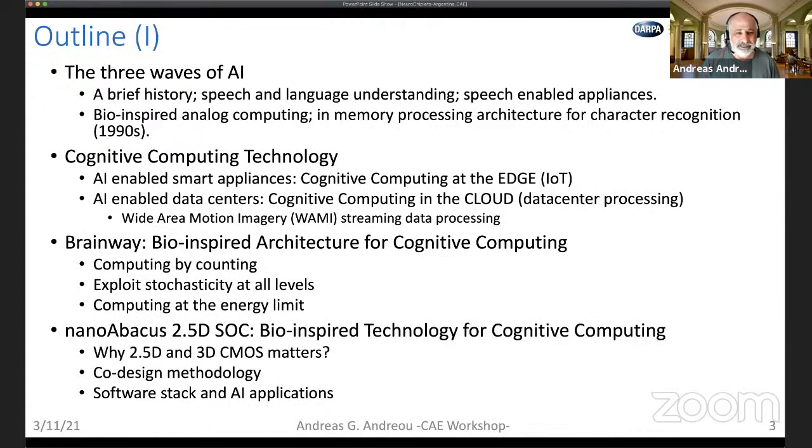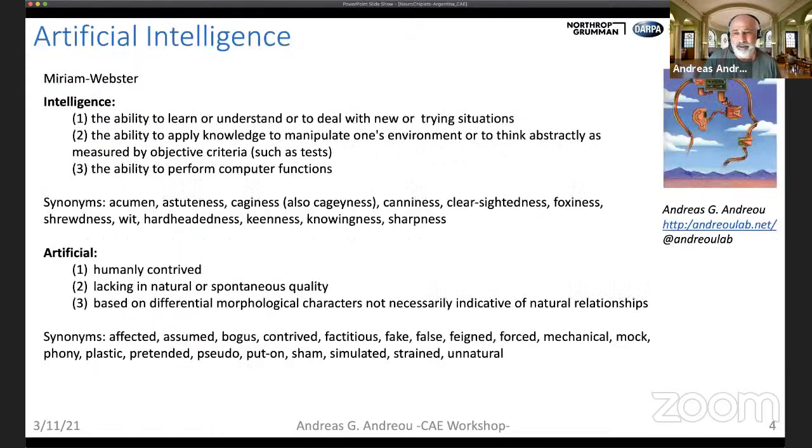So let me talk a little bit first about AI. You have had several presentations from people giving talks about AI. Then I will give you a brief introduction to Brainwave, which is really a bio-inspired architecture for cognitive computing. Then I will describe NanoAbacus 2.5D, the chiplet-based bio-inspired system that we designed here. And I will finish my presentation with some of our latest results.